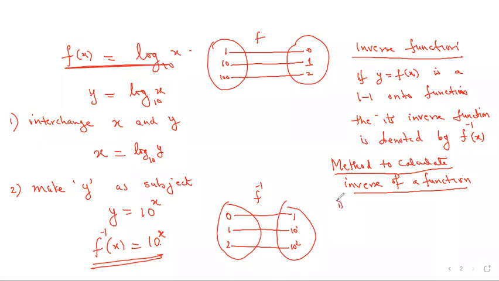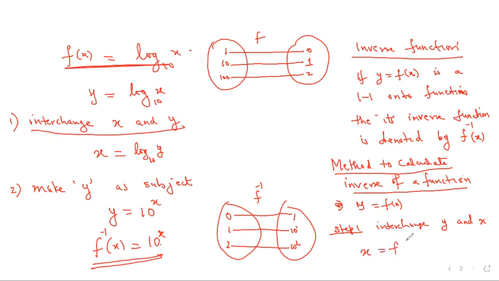Tell me the first step to find the inverse function. Interchange x and y. Okay, we'll write like this: y is equal to f of x. Step 1: interchange y and x. So how will you write it? x equal to f of y.